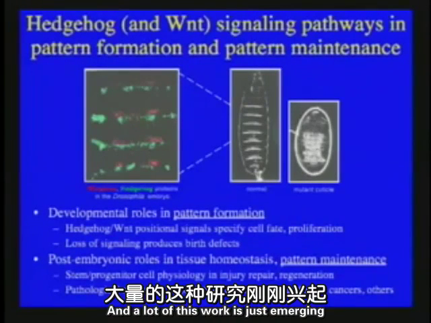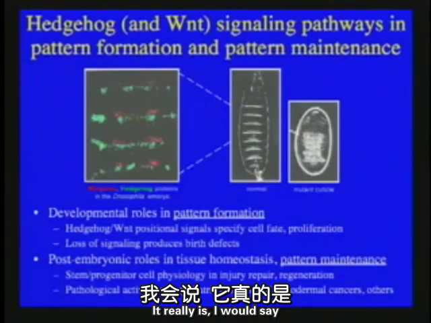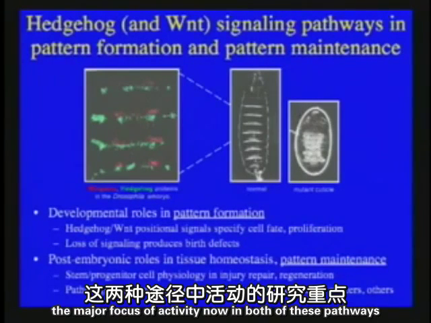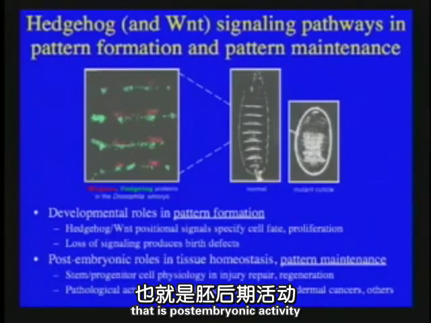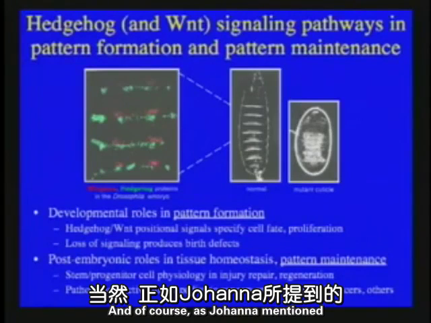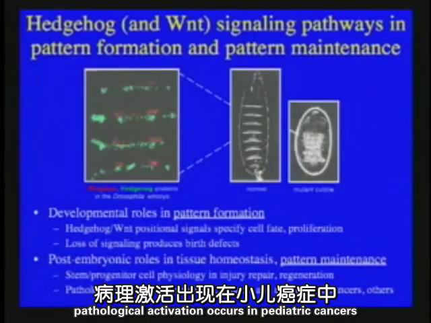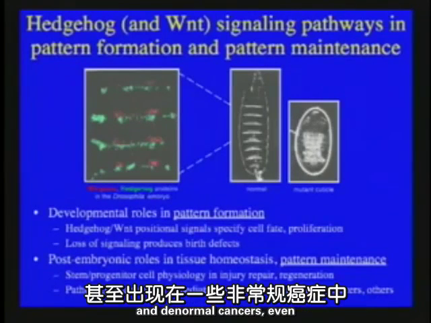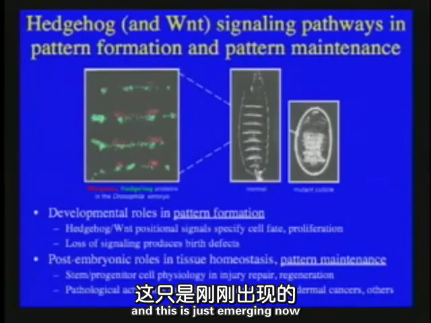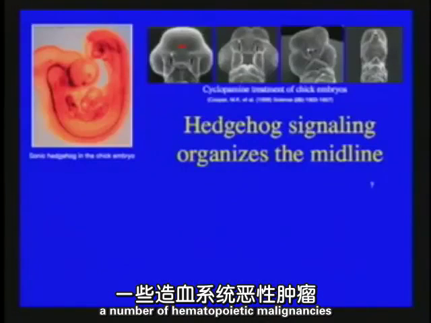And a lot of this work is just emerging. It really, though, is, I would say, the major focus of activity now in both of these pathways, that is, post-embryonic activity. And of course, as Johanna has mentioned, pathological activation occurs in pediatric cancers, endodermal cancers even, and this is just emerging now, a number of hematopoietic malignancies.